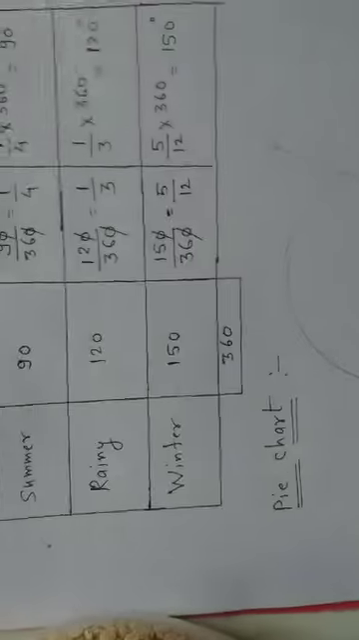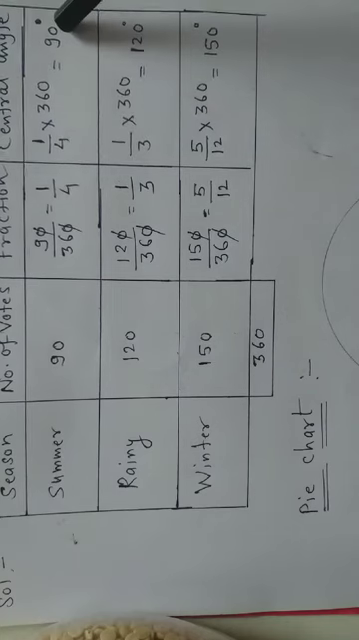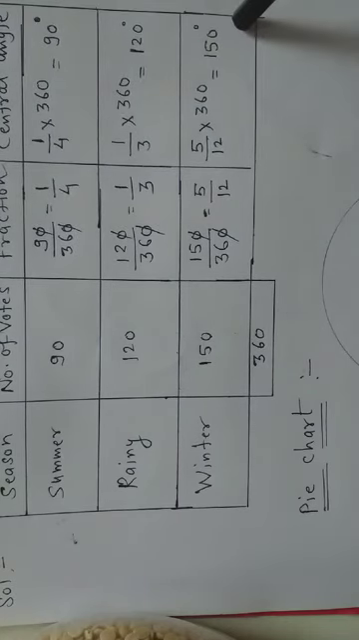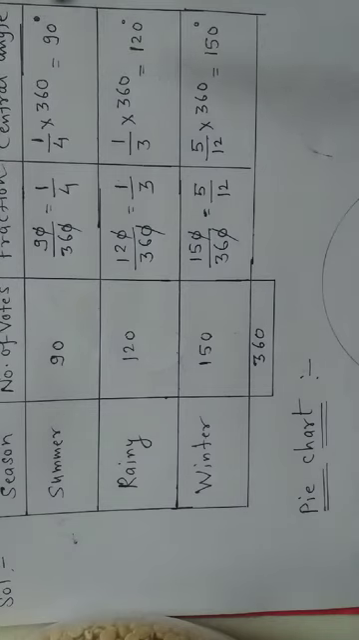Now student, by looking at the table, we have already converted the data into degrees. So here 90 degree, 120 degree and 150 degree. 3 angles we have to draw. It is not necessary that we firstly draw 90 degree only. Any angle you can draw first.